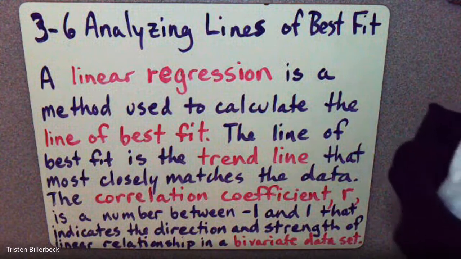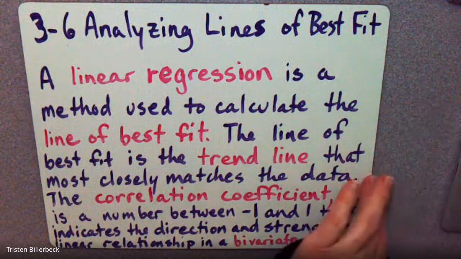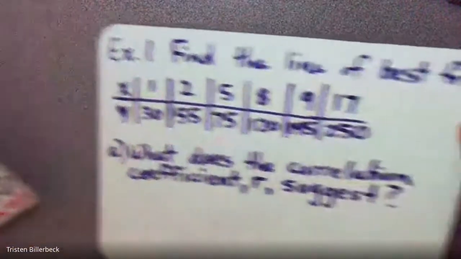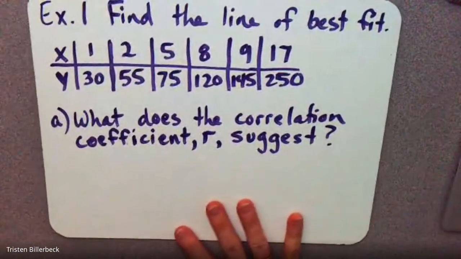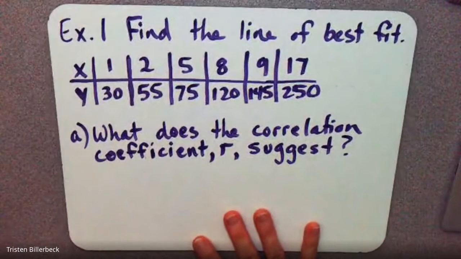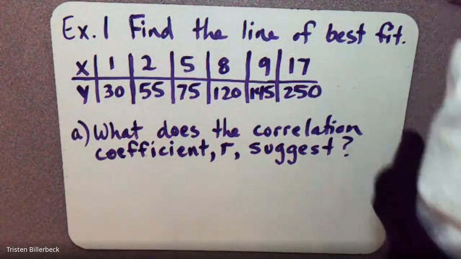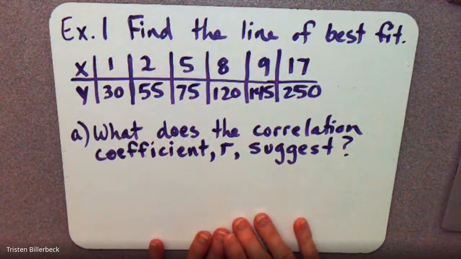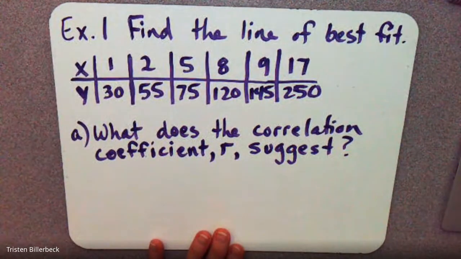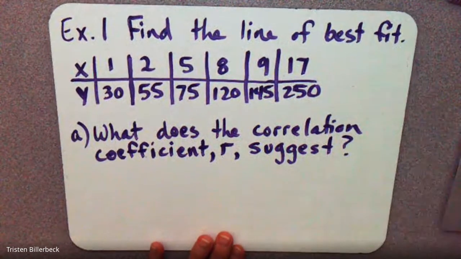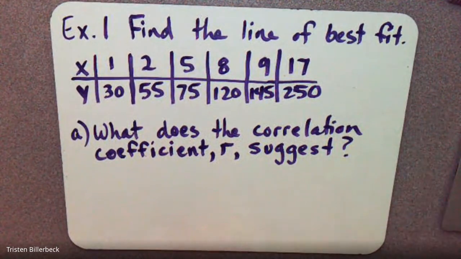Okay. So let's take a look at a bivariate data set. This is kind of a boring set because it doesn't really say what X and Y are for. But this is a data set. So we want to find the line of best fit for this data set. And then when we find that line, it'll give us a correlation coefficient.